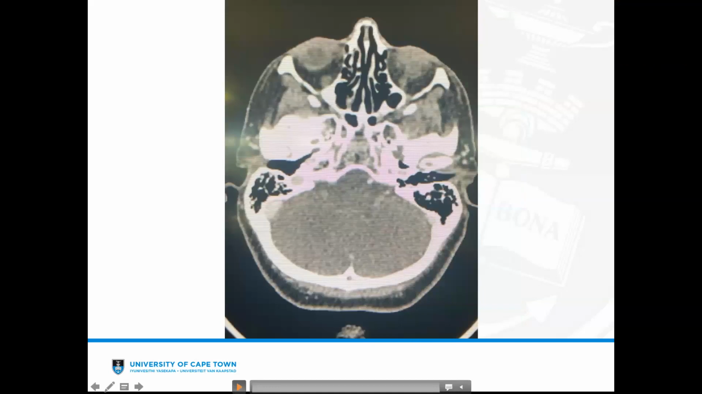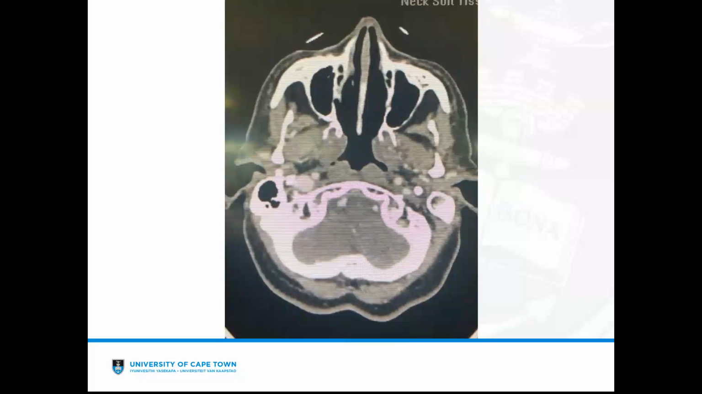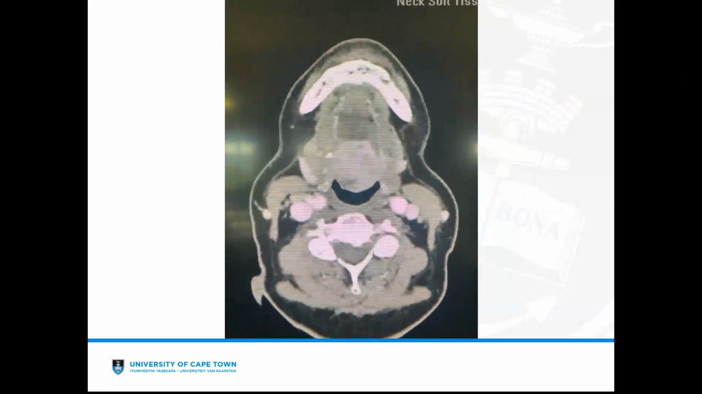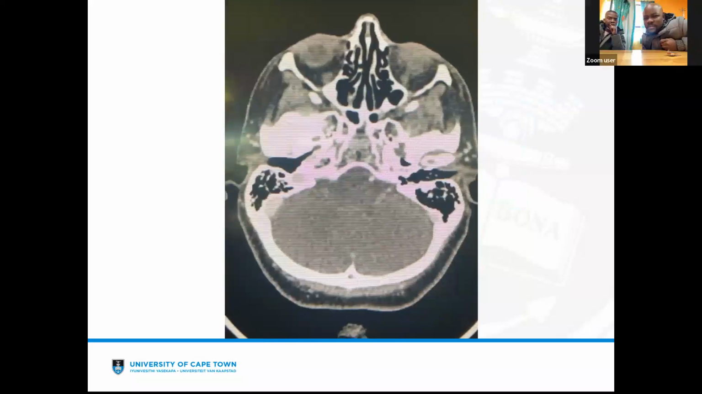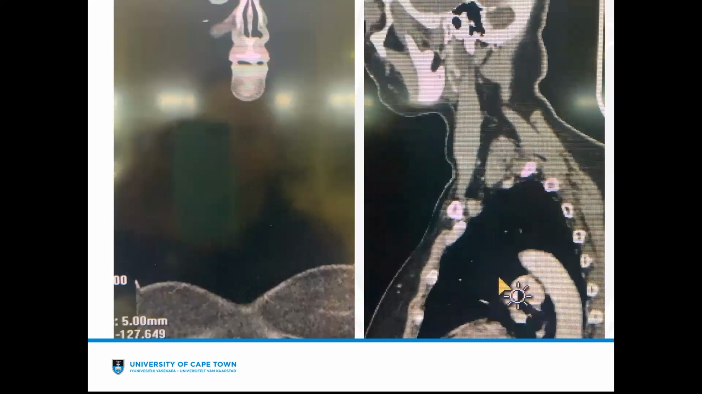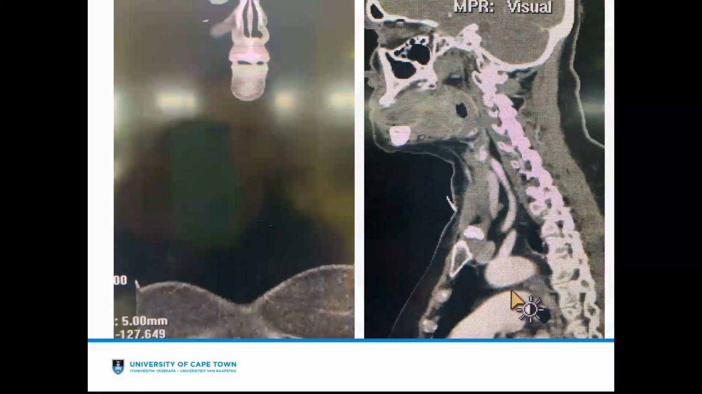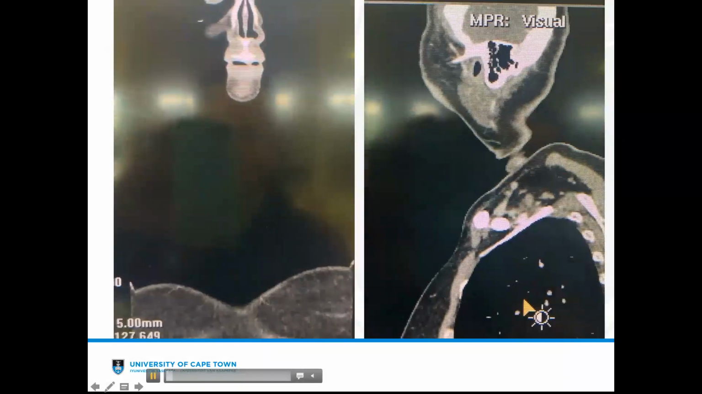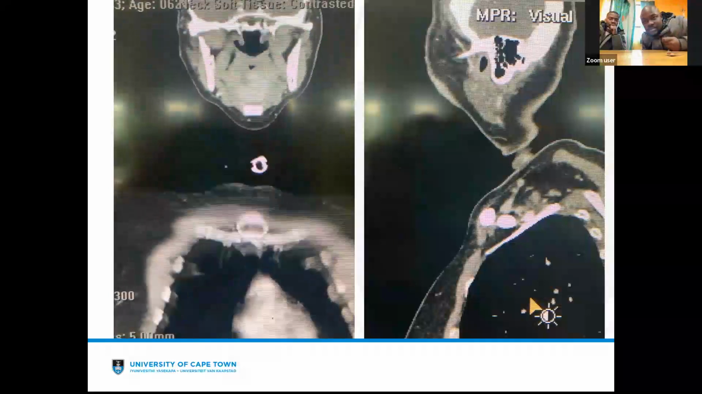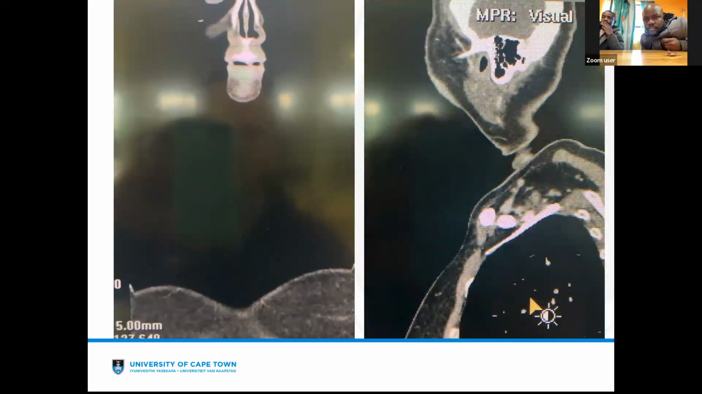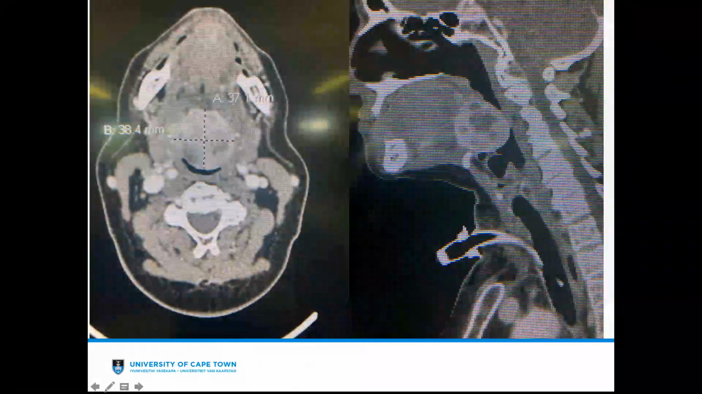On CT scan, one could appreciate on these axial views a well-defined, heterogeneous, iodine-avid base of tongue mass, and there's no associated lymphadenopathy. One can also appreciate this again on the sagittal view, in this area. And there was no associated lymphadenopathy, which can also be appreciated on CT scan.